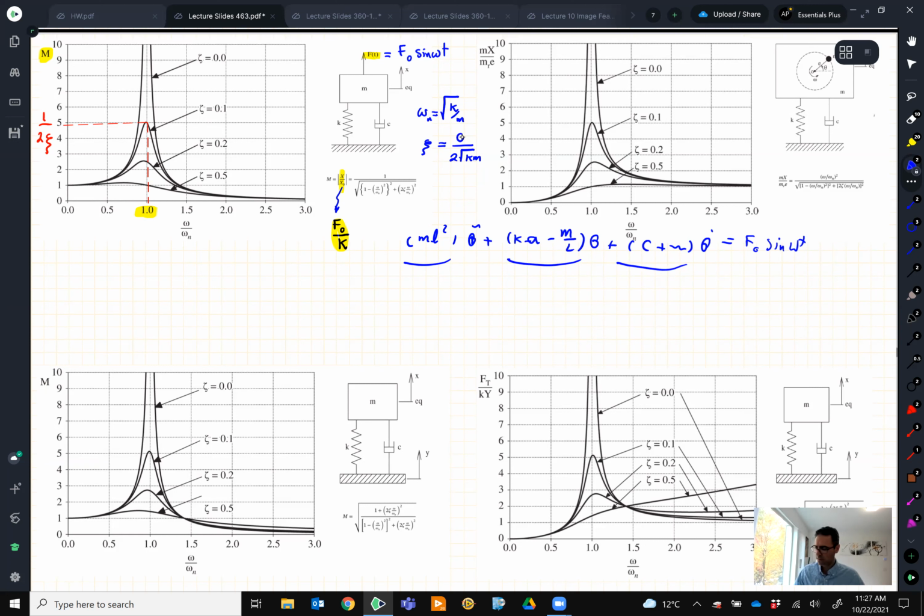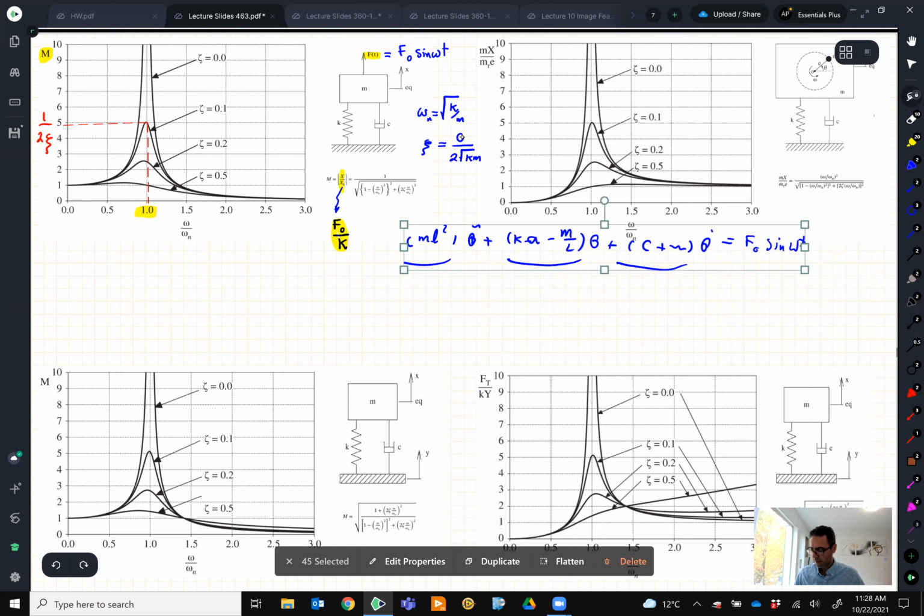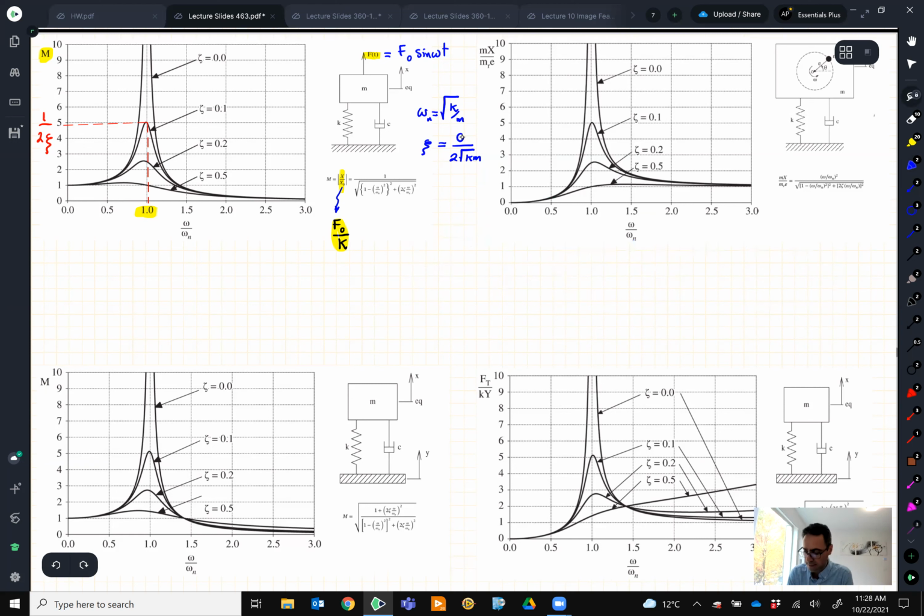All right, so just something to clear. No matter what equations you have, you look at the coefficients for M, K, and C, and you will find your values for omega n and zeta. So that's the first magnification factor that we learned, right?